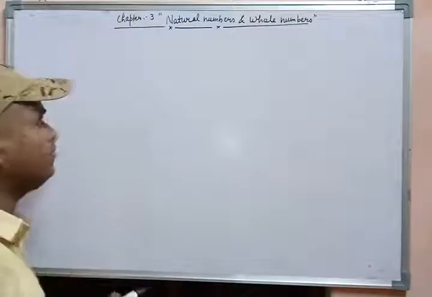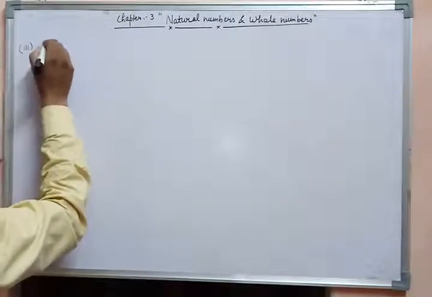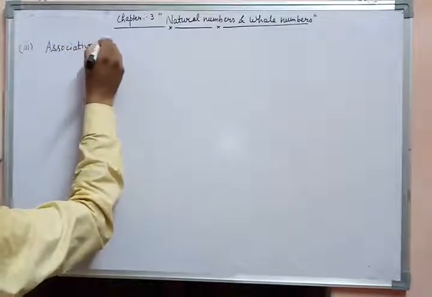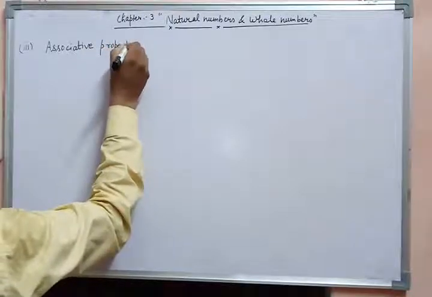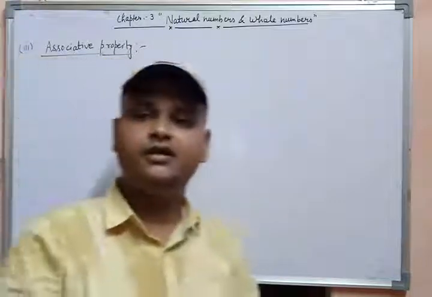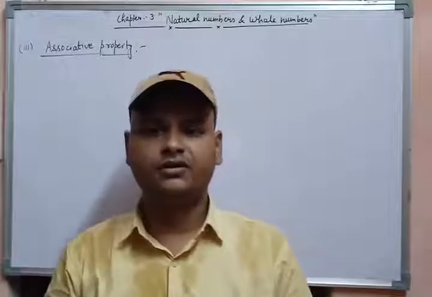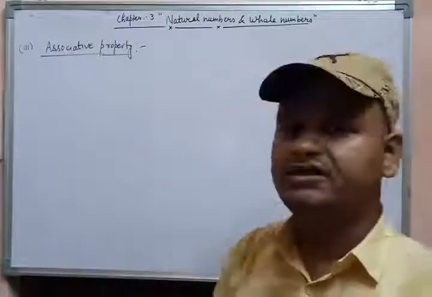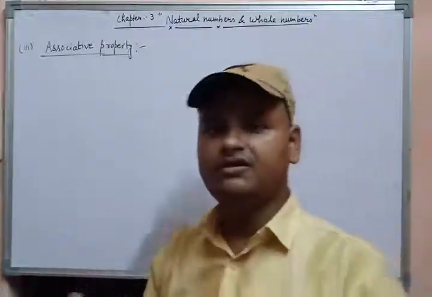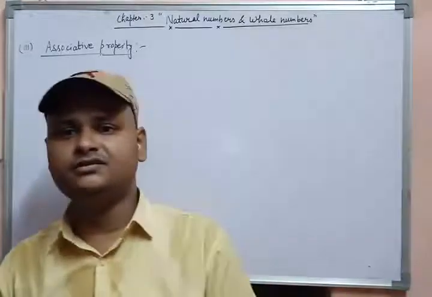Now students, we are moving to our next property. The name of the next property is the associative property. The associative property is a little bit the same as the commutative property. In the commutative property there are two whole numbers a and b, and in the associative property we have to take three whole numbers, for example a, b and c.